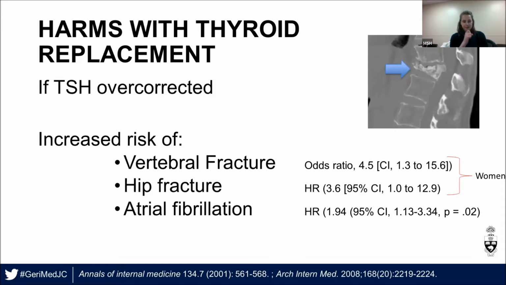If the TSH is overcorrected, there's an increased risk of vertebral fracture and hip fracture, although in this particular paper it was looking at women only, and then an increased risk of AFib in both men and women.